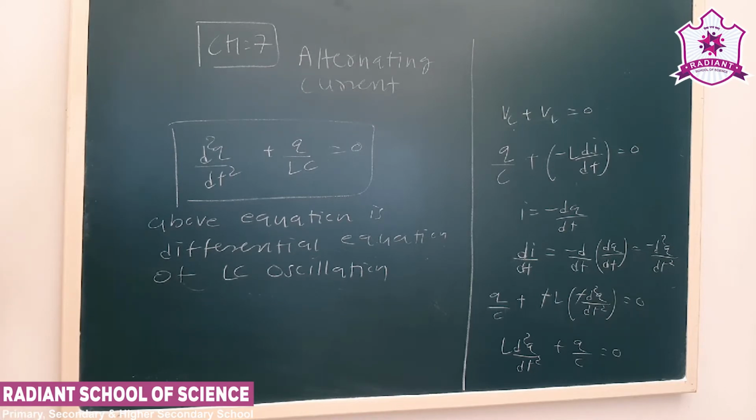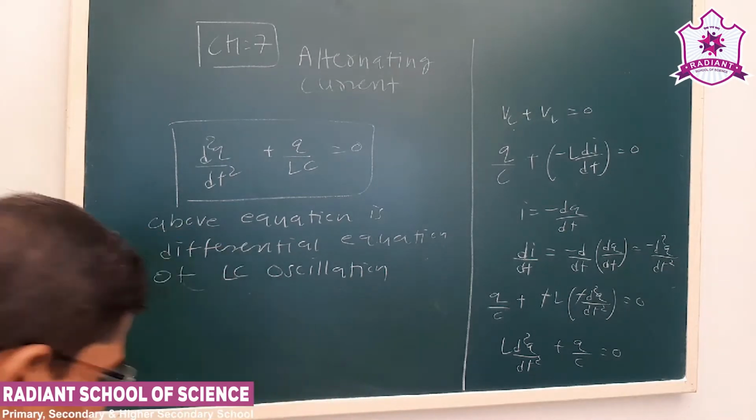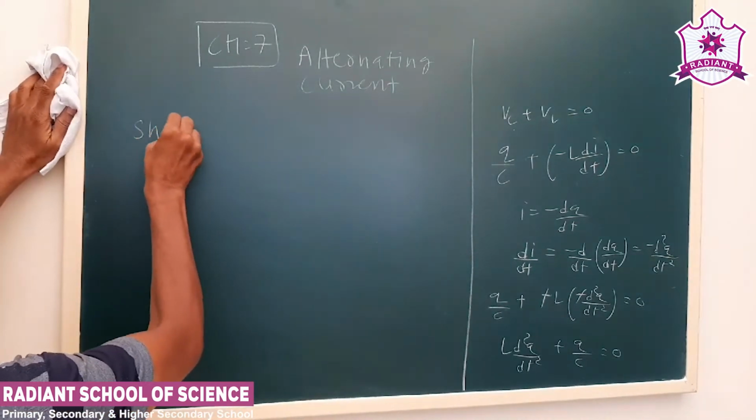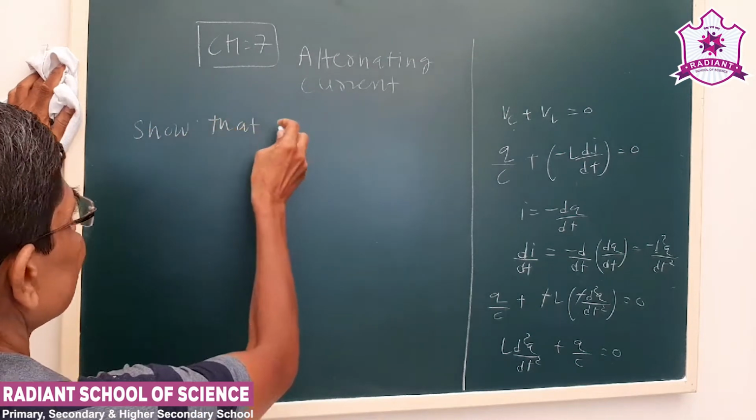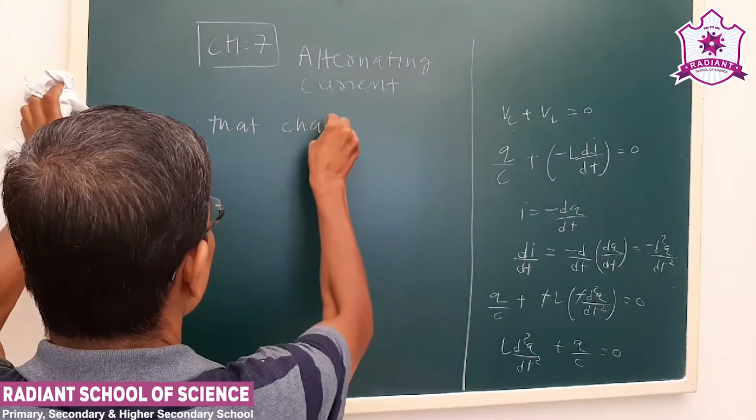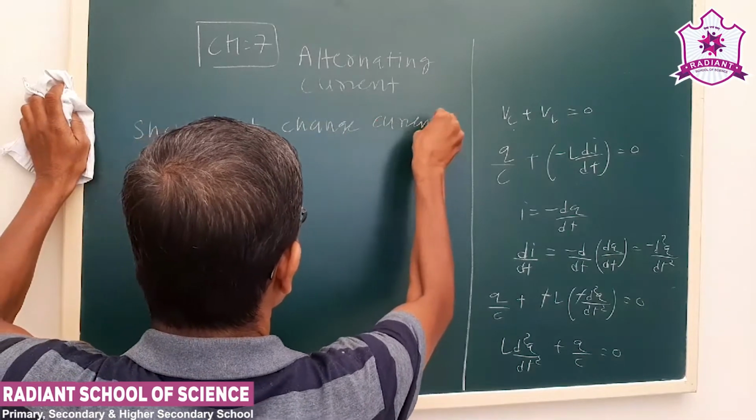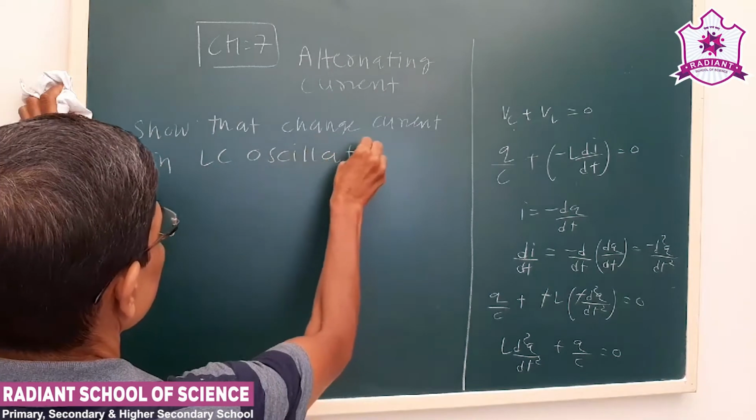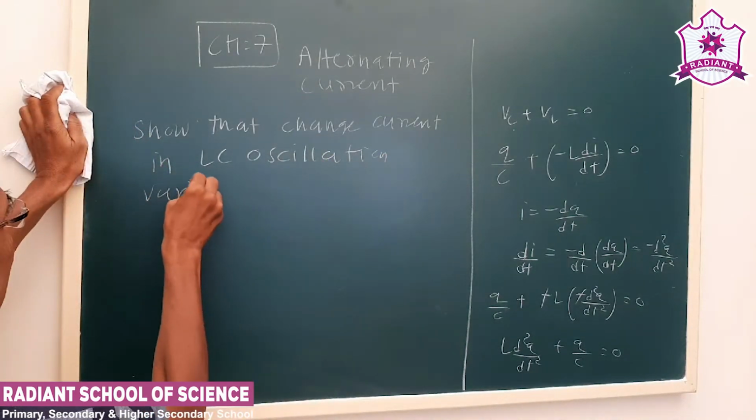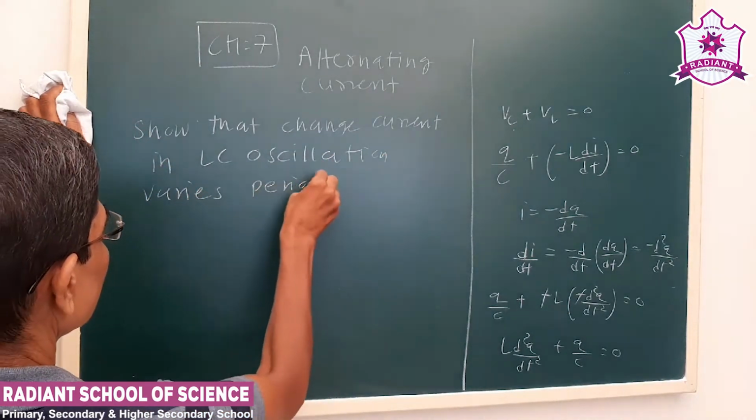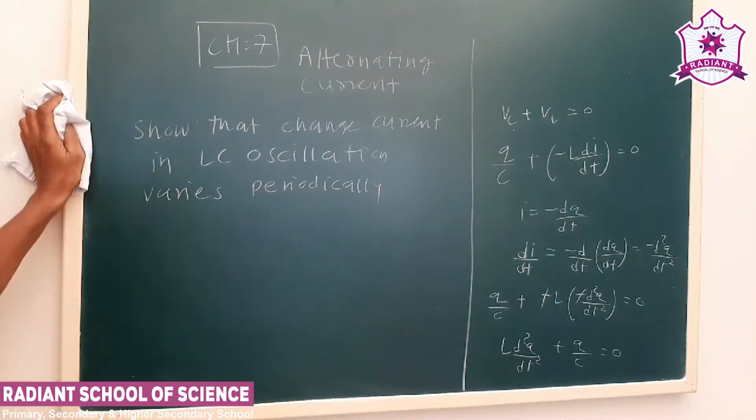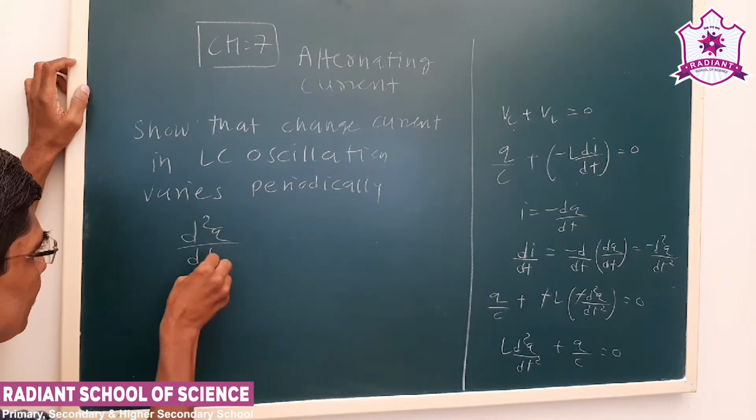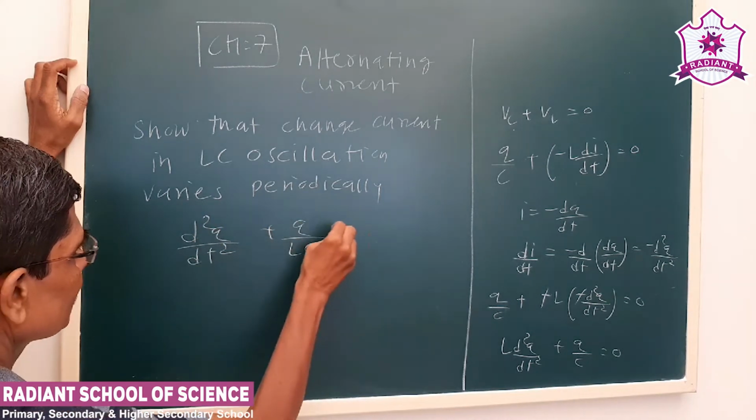Now the question can be asked like this also: show that charge and current in LC oscillation vary periodically. Okay, now see our equation is this: d square q by dt square plus Q by LC is 0.